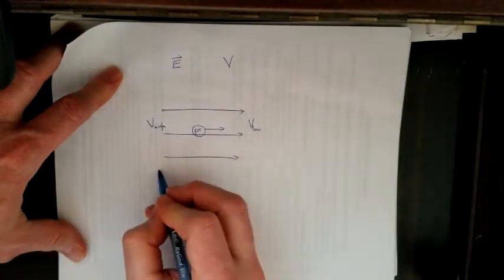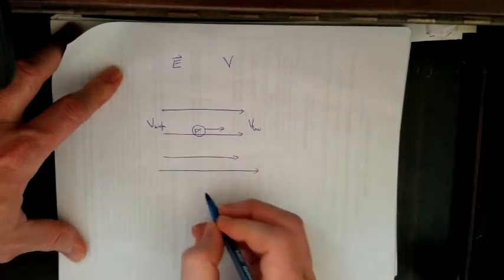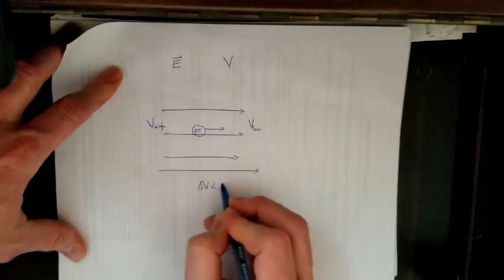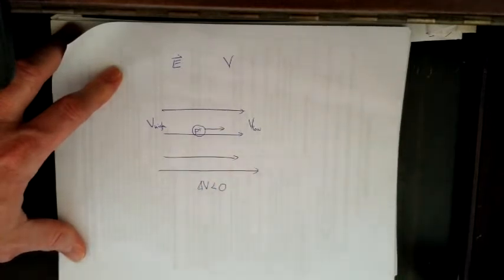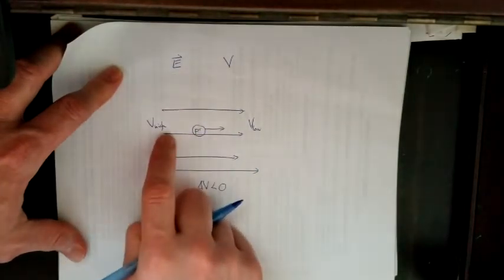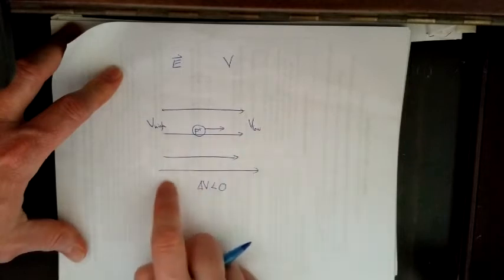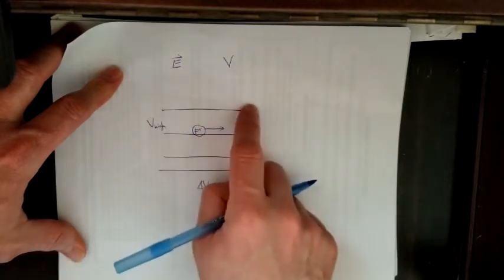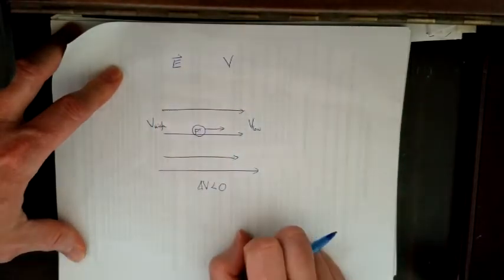So if I am moving from a high potential to a low potential, my change in potential is negative. My electric field points from a high potential to a low potential, so my change in potential is negative in the direction of the electric field. So that's one relationship there.